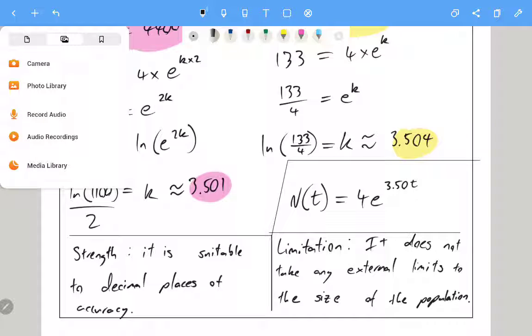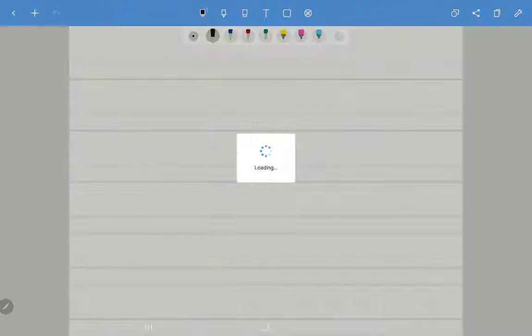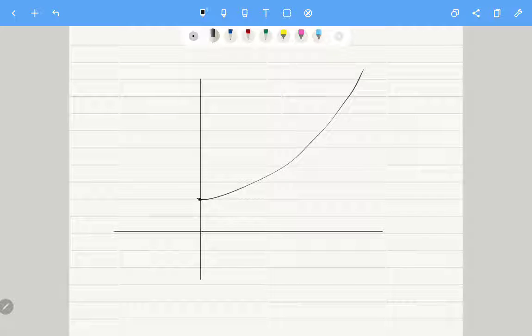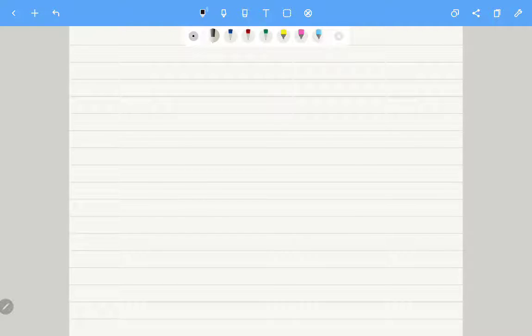The current model we have gives us a picture that will look something like this, where it starts at 4 and then it grows quite quickly up. What we'd also expect is that in reality it should have some kind of population cap on the far side, and our model that we're currently using does not take that into consideration.